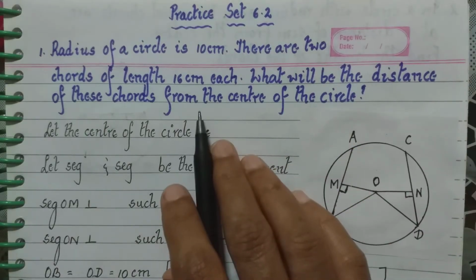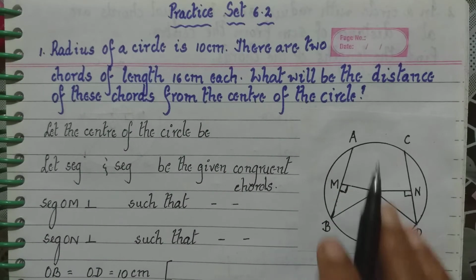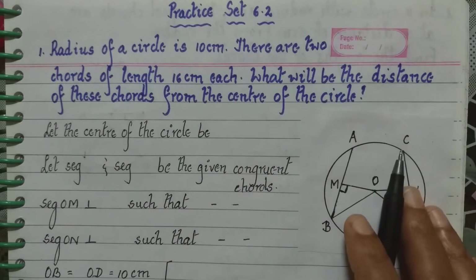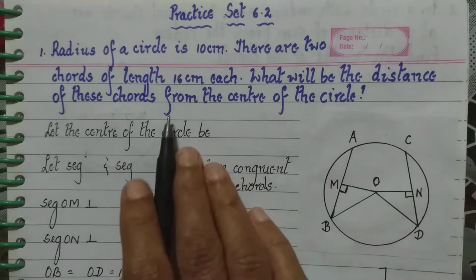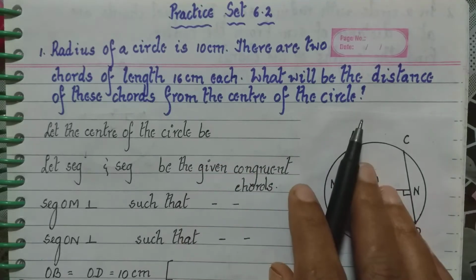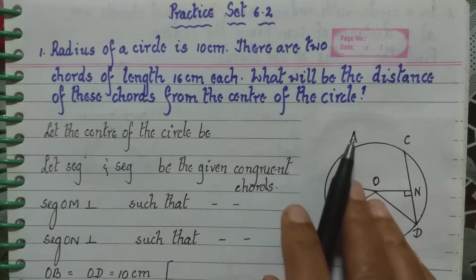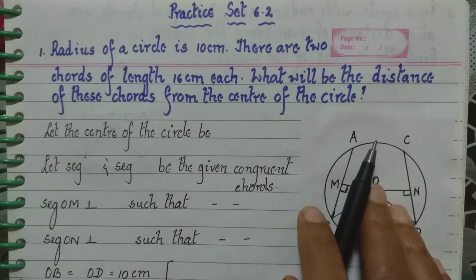Further, they have said that there are two chords of length 16 centimeter each. We can name the chords here. They are chord AB and chord CD. They have said that their lengths are 16 centimeter. Further, they have asked what will be the distance of these chords from the center of the circle.